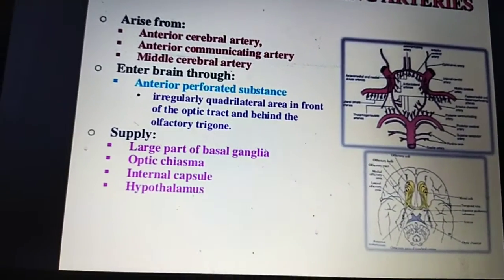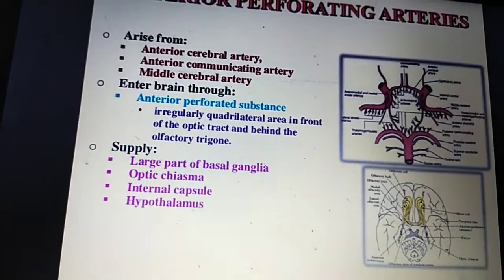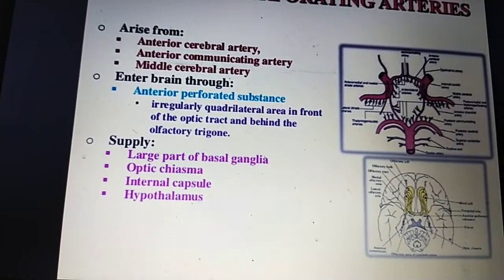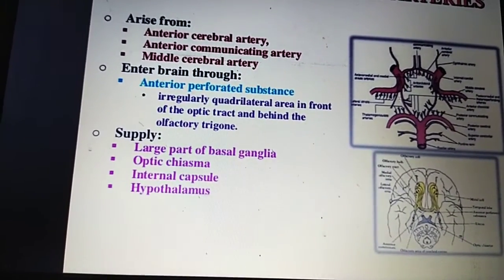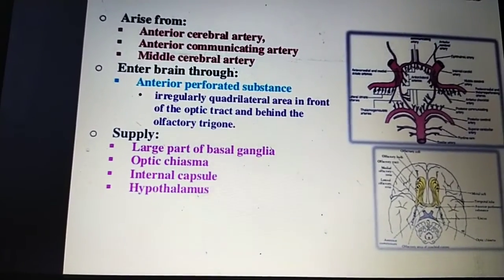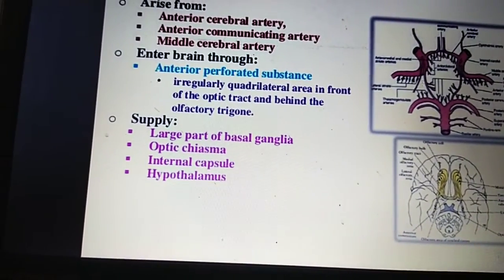This much is sufficient. I have explained the circle of Willis. In the next class I will go for the anatomy of the blood supply of the cerebrum. Okay, thank you very much.